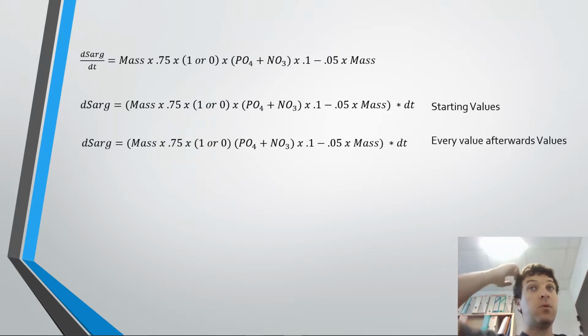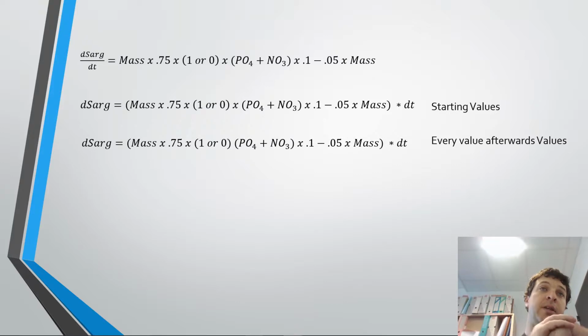And then what ends up happening is we use a mass of 1 for the original mass, because we don't know the original mass, because we haven't developed tools yet to detect mass of sargassum via satellites. And then every other value afterwards is the mass is equal to the previous mass plus the previous growth rate.